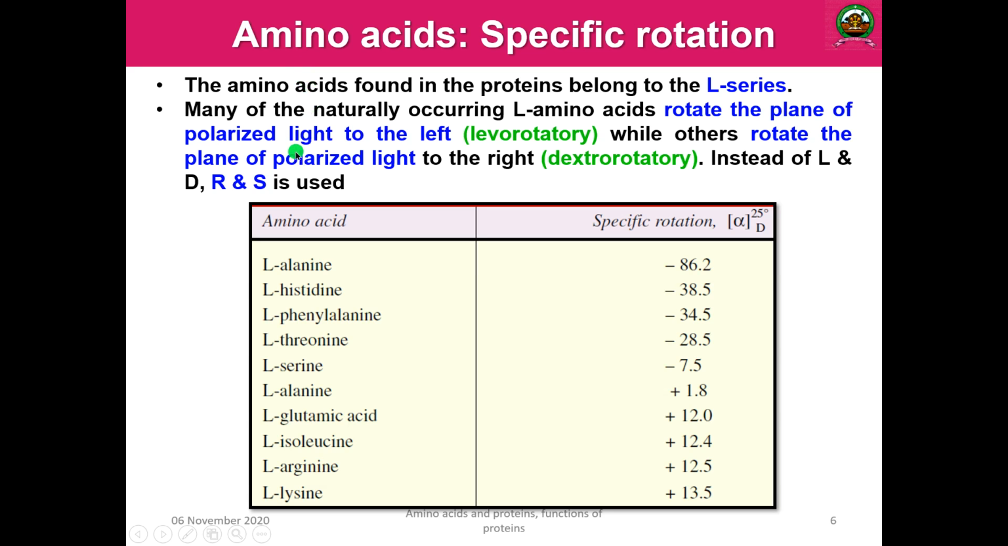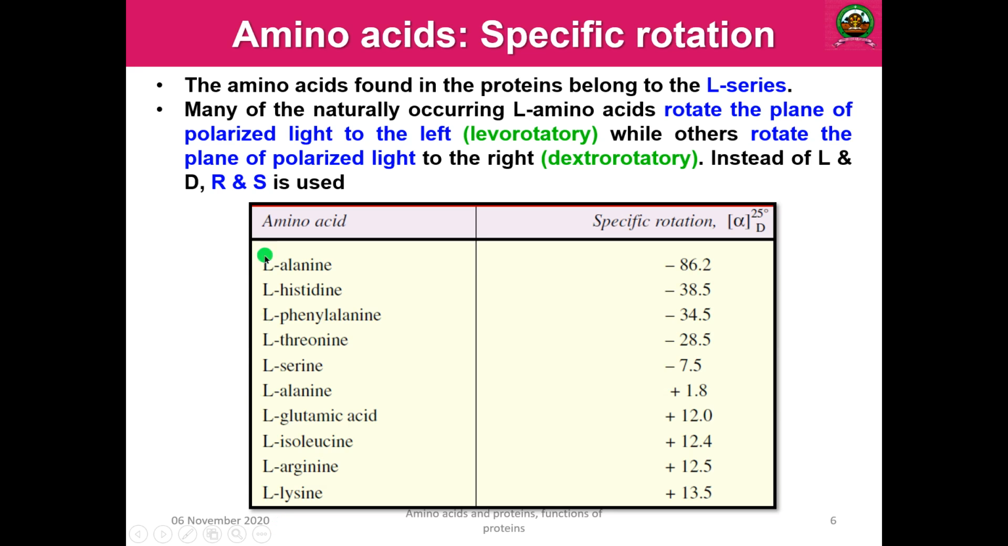And the next one is the specific rotation. The amino acids also have a particular rotation with respect to plane polarized light. As I said, the amino acids found in proteins belong to the L series. Many naturally occurring L amino acids rotate the plane polarized light to the left, that is why it is known as levo-rotatory. The other form of the amino acid rotates plane polarized light to the right, that is dextro-rotatory. We represent these as L and D. But in the case of amino acids, we generally don't always use L and D. There is another representation called R and S that we will discuss later. So this is the specific rotation of some of the amino acids.